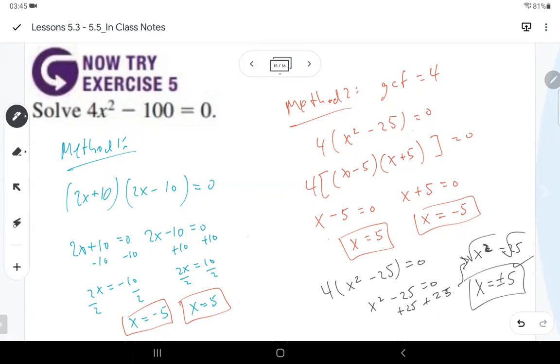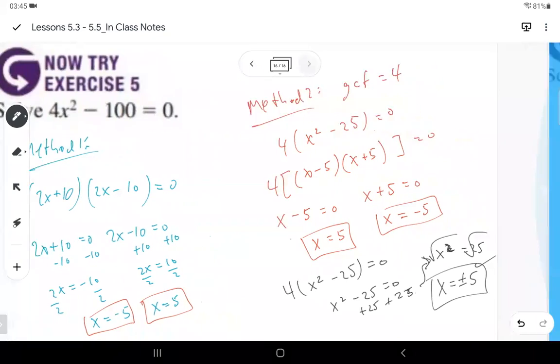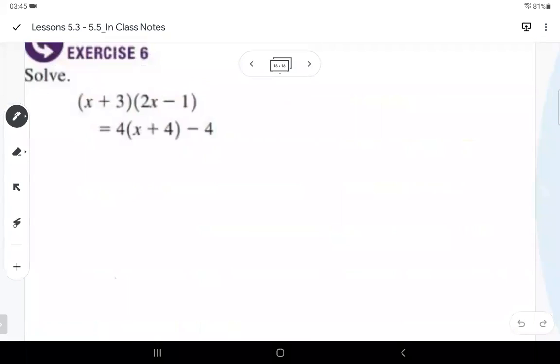Again, I don't care how you want to do it. Any of the methods are fine with me with that approach. If you have any questions on it, email me, ask me during the review on Monday, whatever you want to do. Okay, almost done.